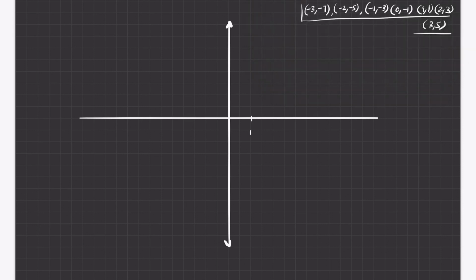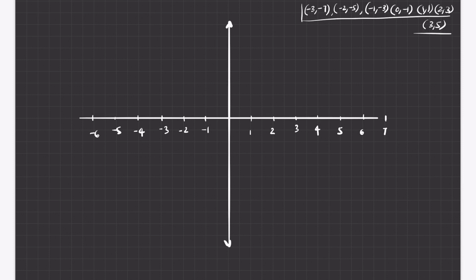Let's say that this is 1, 2, 3, 4, 5, 6. Let's call this point 7. And in the negative direction, negative 1, negative 2, negative 3, negative 4, negative 5, negative 6.